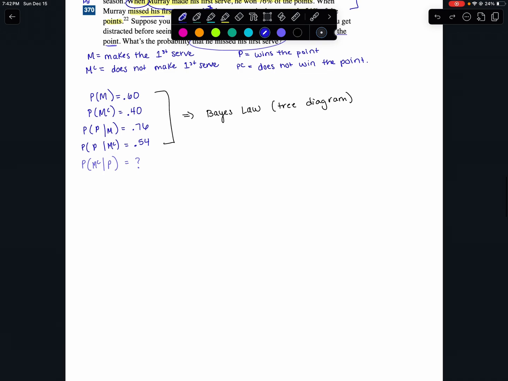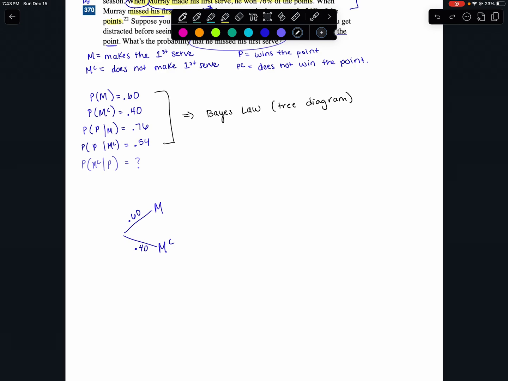So on the first branch, I'm going to say whether or not he makes the first serve. So M for makes the first serve, M complement for missing the first serve. We know that that has a probability of 0.60, and I already said that that's 0.40, but these two branches should always sum to 1, okay? So when you're doing a tree diagram with Bayes' law, going down should make a 1.